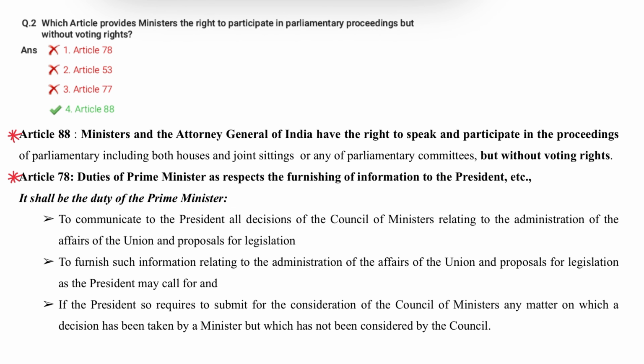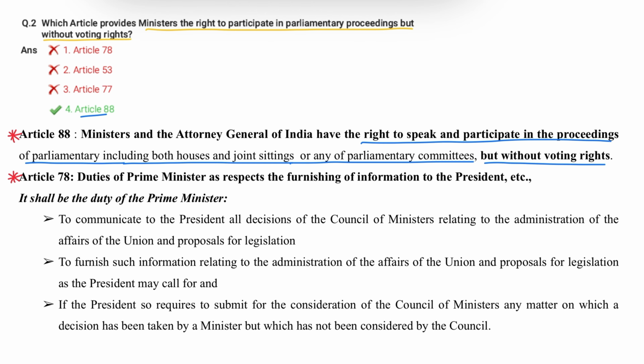Next question. Which article provides ministers the right to participate in parliamentary proceedings but without voting rights? So the correct answer is option 4. Article 88: Ministers and the Attorney General of India have the right to speak and participate in the proceedings of Parliament, including both houses and joint sittings or any of the parliamentary committees, but without voting rights.